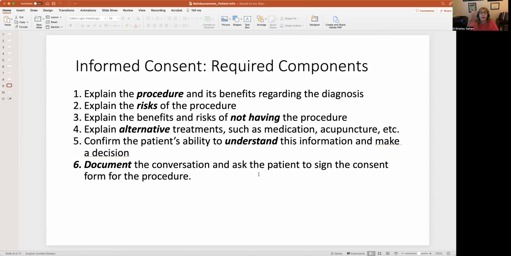Explain alternate treatments such as medication. Instead of having the surgery, we can put you on this medication. You can try acupuncture. You can try chiropractics. Whatever. They're entitled to know. Confirm the patient's ability to understand this information and make a decision. And then the conversation between physician and patient must be documented and signed off on by the patient, because it's evidence, it's proof that we did our jobs.